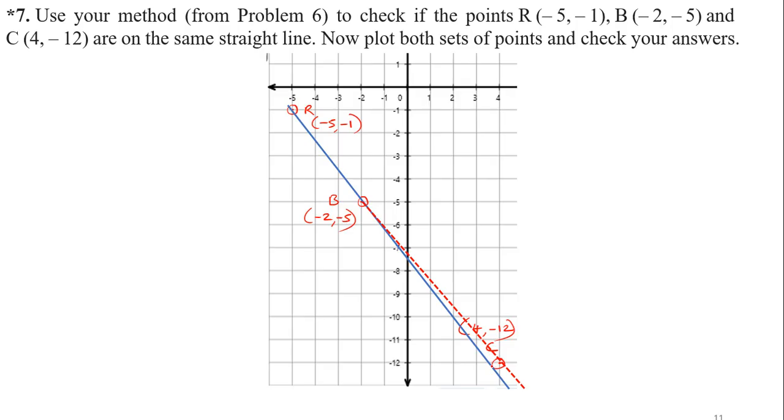So that is how we have plotted all the points, and we have checked the answer. All the 3 points are not on the same straight line. So this completes our question number 7. Now we will see question number 8 on the next page.